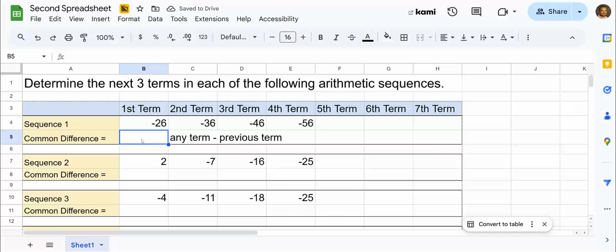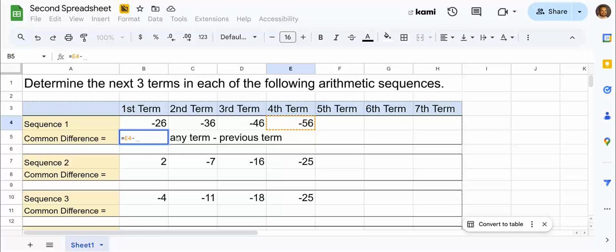For this problem, remember, start with an equal sign. If you want this to calculate something, you need to press the equal sign. Now pick any of these terms. I'm just going to start with the fourth term, this one here, the negative 56. That says E4, and then subtract. So now I'll hit the subtraction symbol.